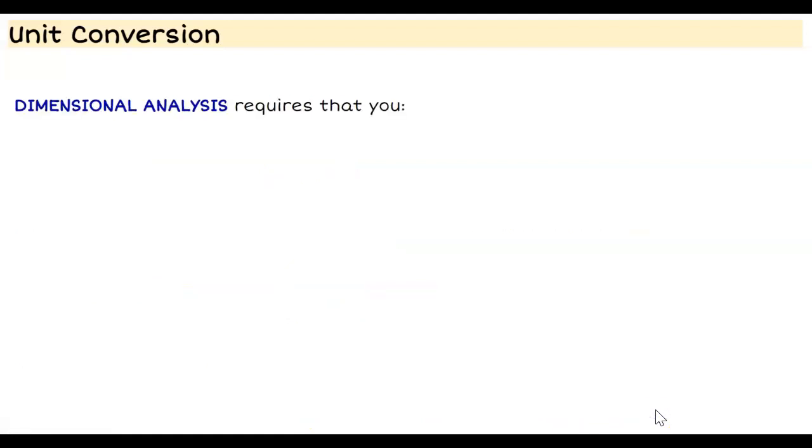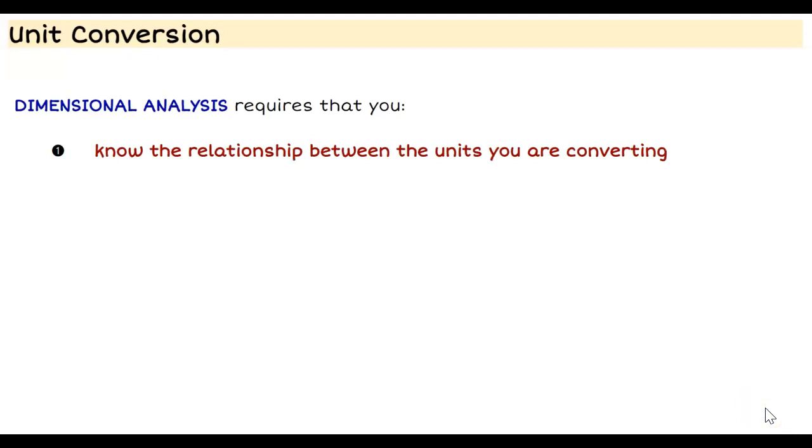So dimensional analysis, before we begin, requires that you have an understanding of a couple of things. The first part is that you have to know the relationship between the units that you're converting, right? So you have to understand, for example, if I say the prefix kilo, that means 1,000. So if I said to you, I want to know what the equivalent number of grams are in 1 kilogram, the kilo there reminds me that there are 1,000 grams in a kilogram.